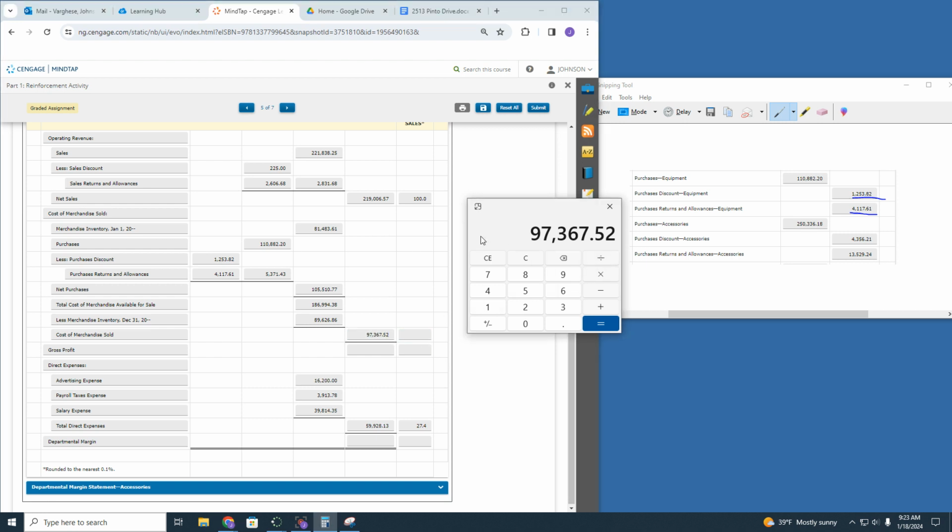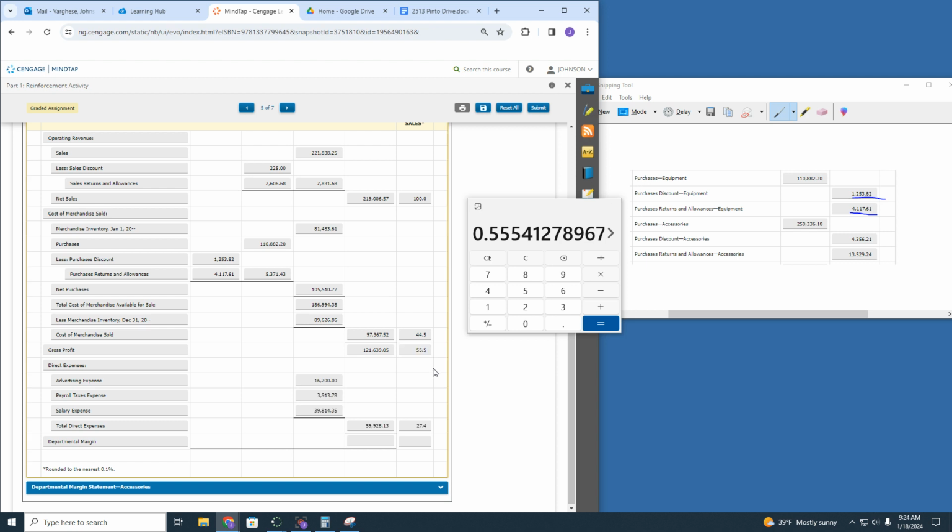And then I can divide that by net sales to get a percentage. And that's going to be 44.5%. And then I'll subtract net sales minus cost of merchandise sold equals my gross profit. And my gross profit as a percentage of net sales is 55.5%.